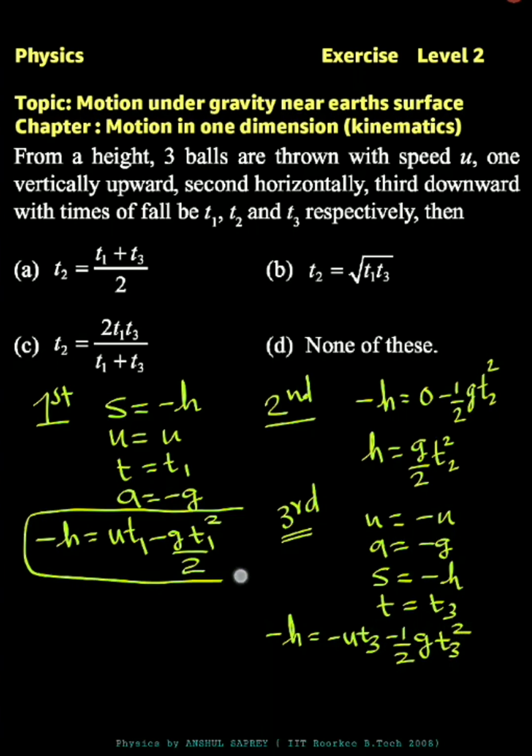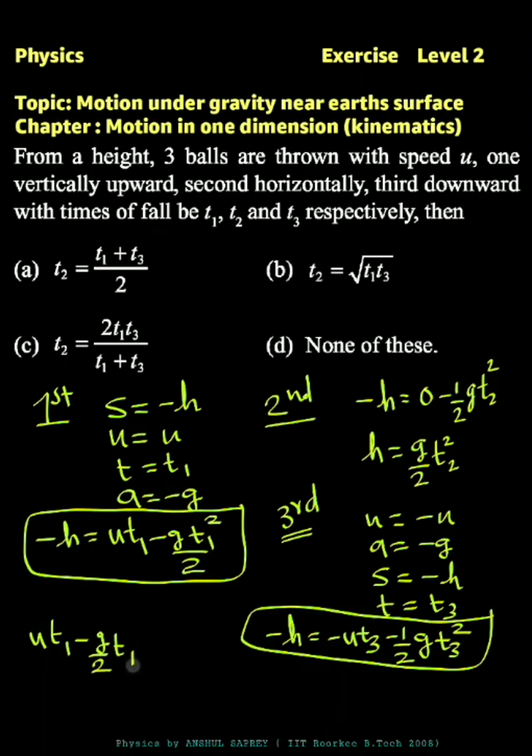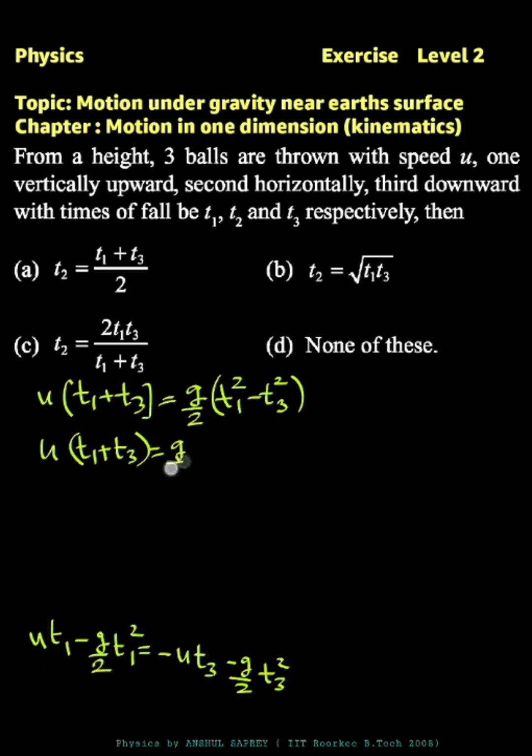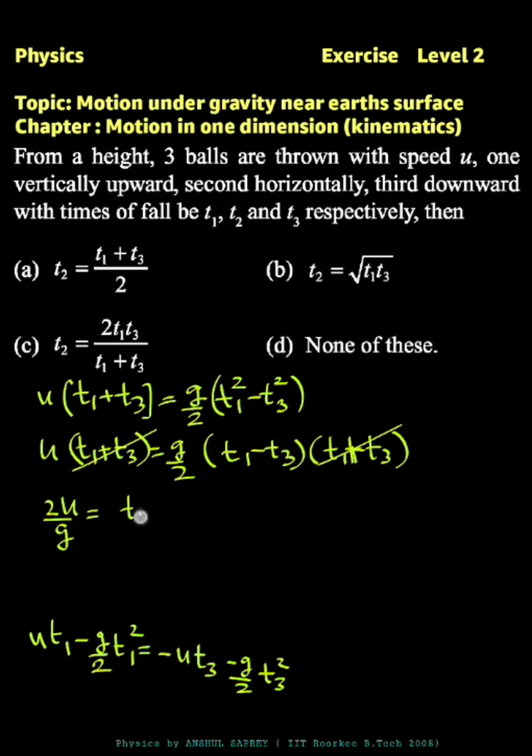Now using these two equations, we can say ut1 minus g by 2 into t1 square is equal to minus ut3 minus g by 2 into t3 square, or u into t1 plus t3 is equal to g by 2 into t1 square minus t3 square. Using a square minus b square is equal to a minus b into a plus b, so 2u by g is equal to t1 minus t3.